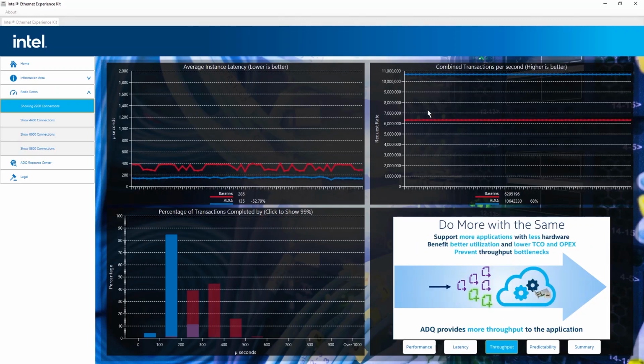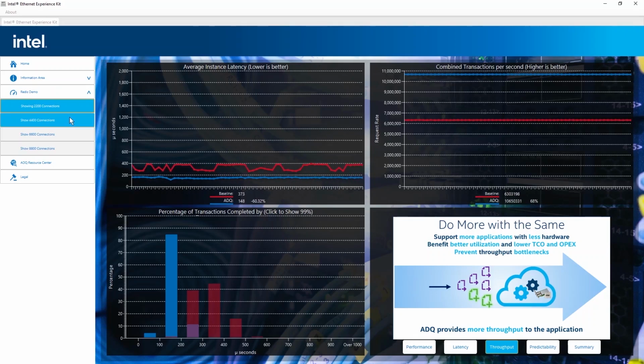Throughput shows completed transactions per second. Non-ADQ system shows average throughput around 6.3 million transactions per second. At the same time, an identical system equipped with ADQ shows throughput around 10.6 million transactions per second. Again, ADQ provides evident transactions per second increase of about 65%.